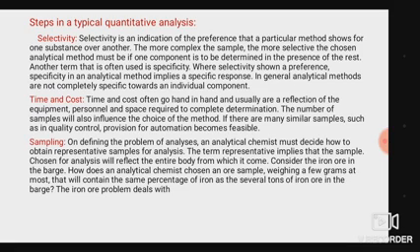Another term that is often used is specificity. What type of specific method is used for the specific constituent analysis, whereas selectivity shows a preference. Specificity in an analytical method implies a specific response. So what is the difference between specificity and selectivity? Selectivity has an alternative, but specificity has no alternative. It implies the specific response. In general, analytical methods are not completely specific towards an individual component, which is the component we have to determine.